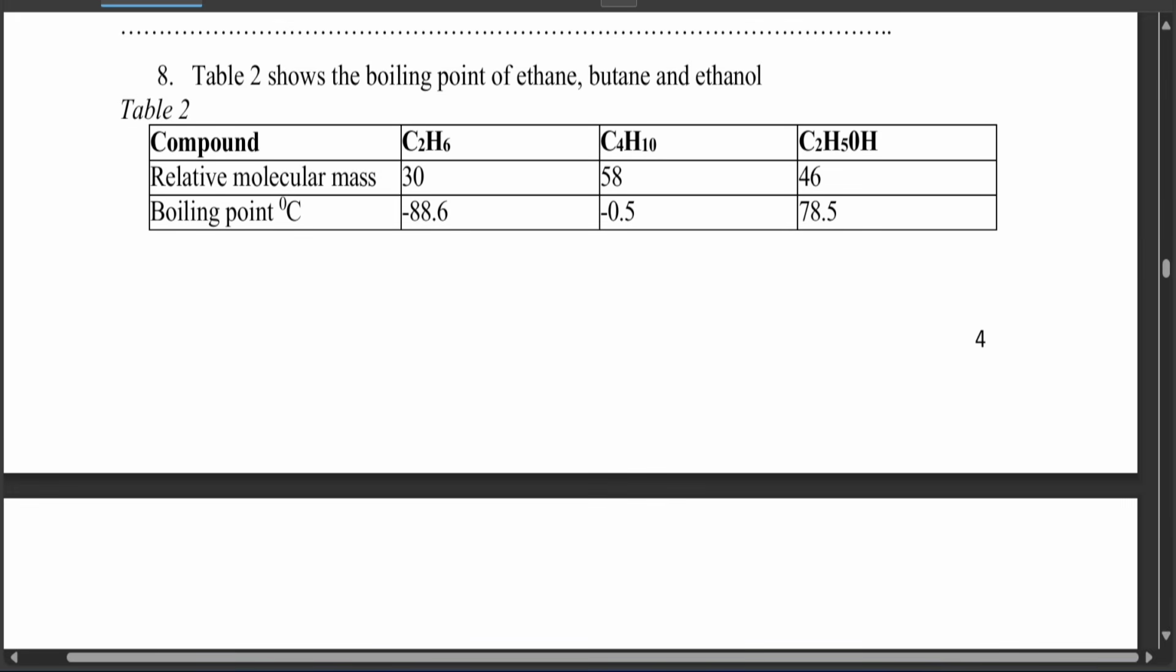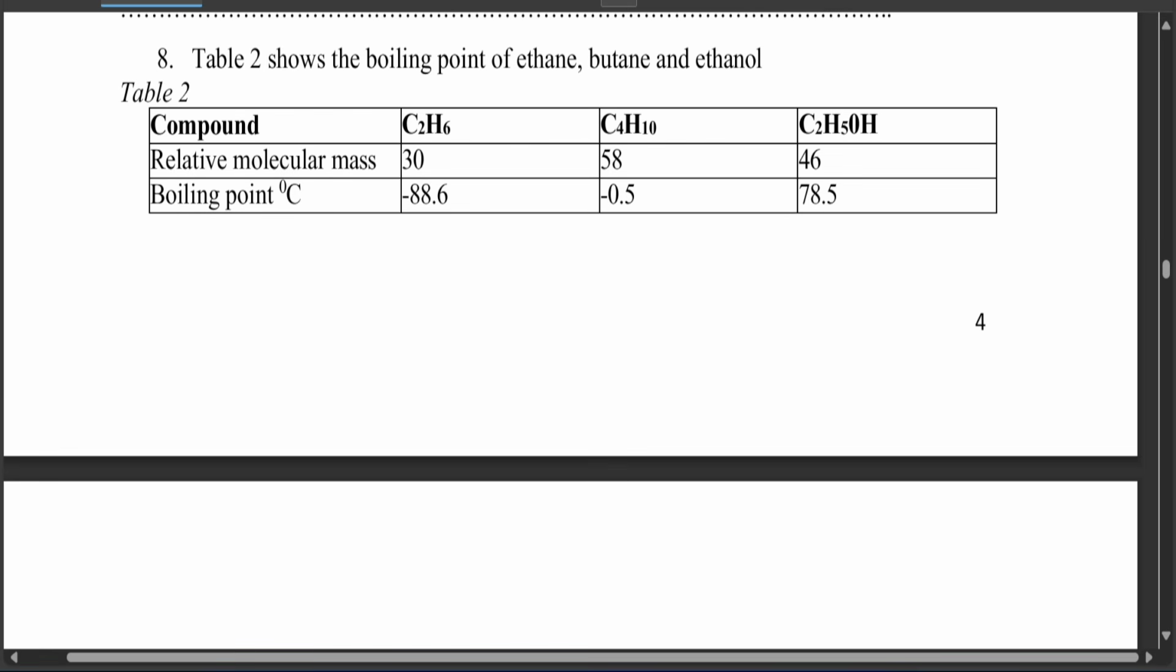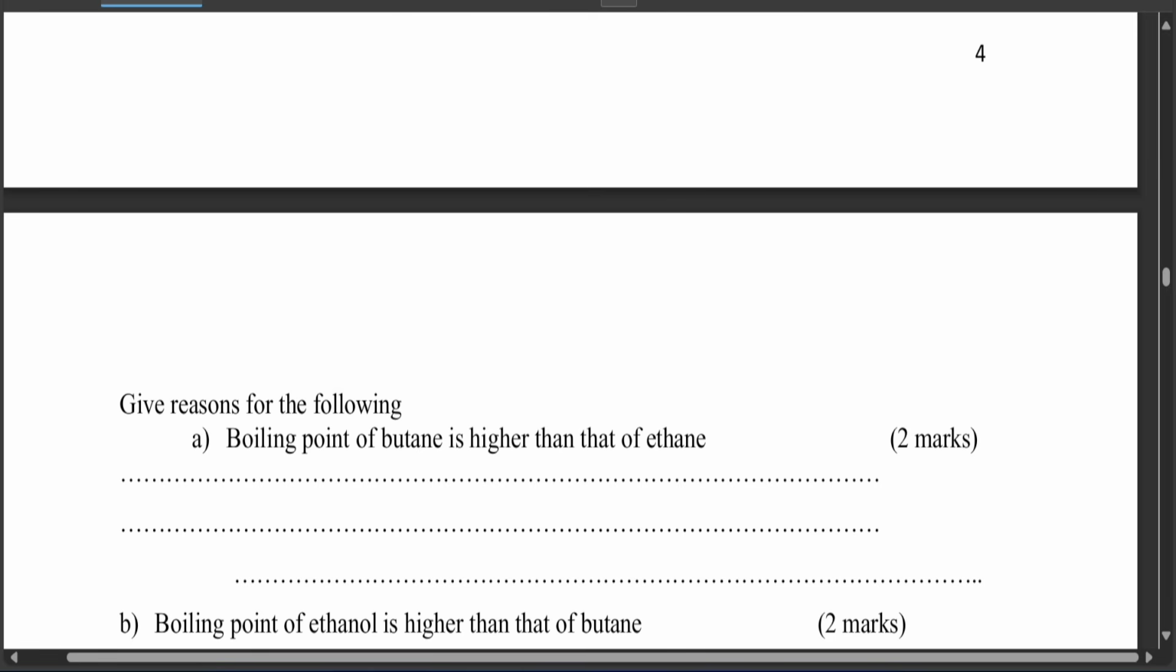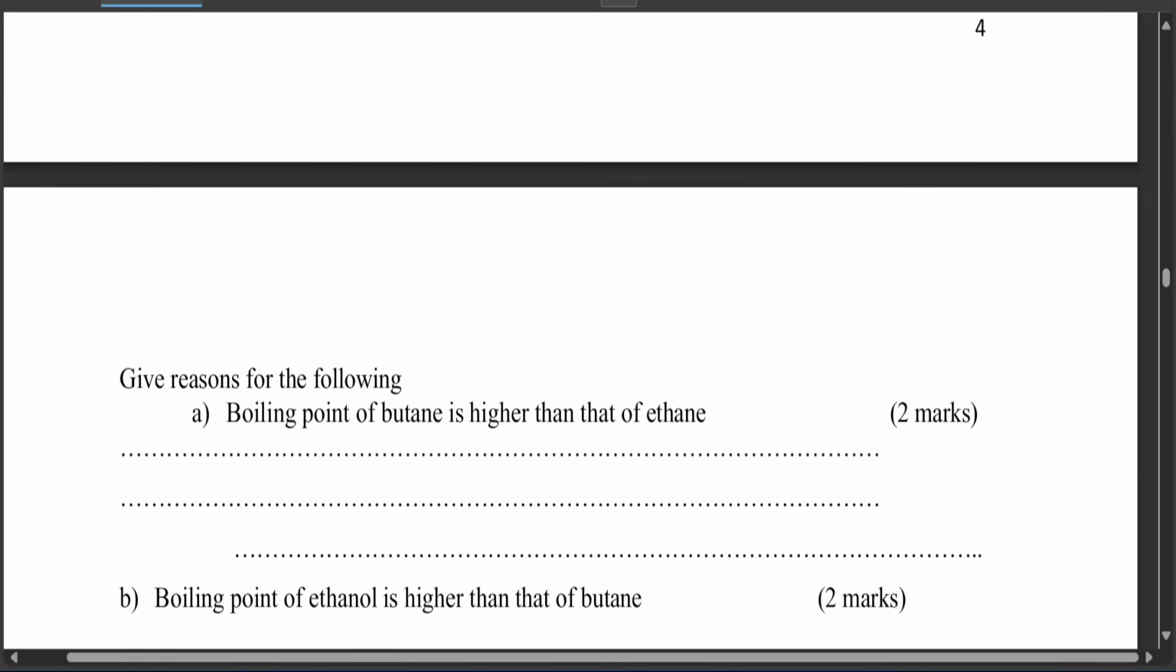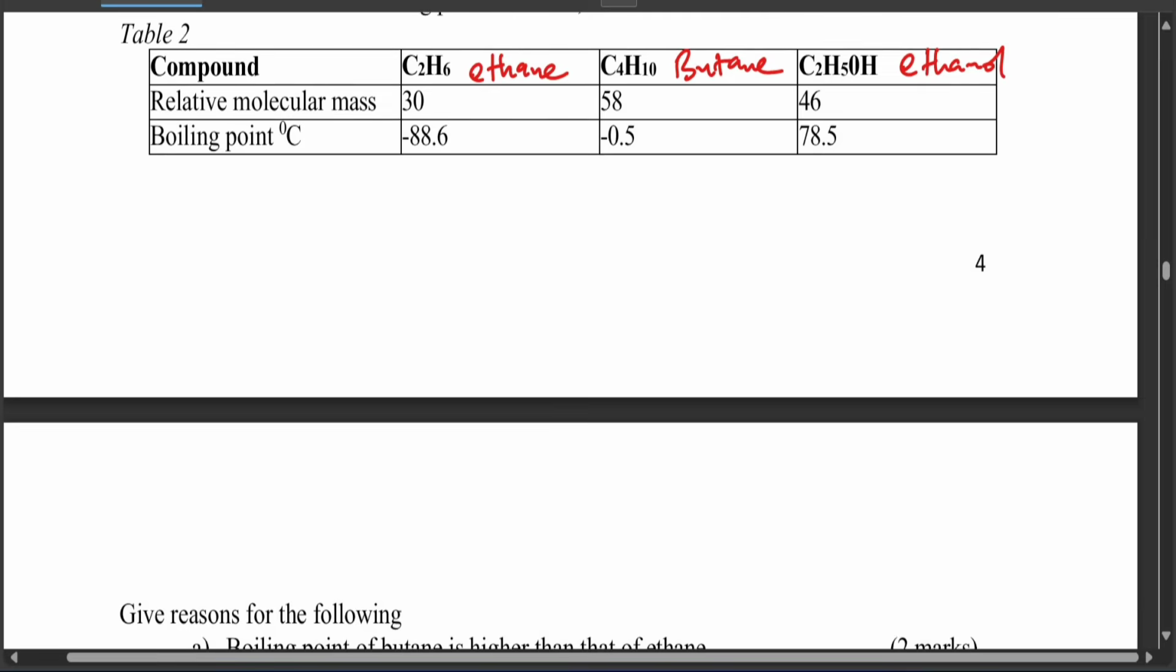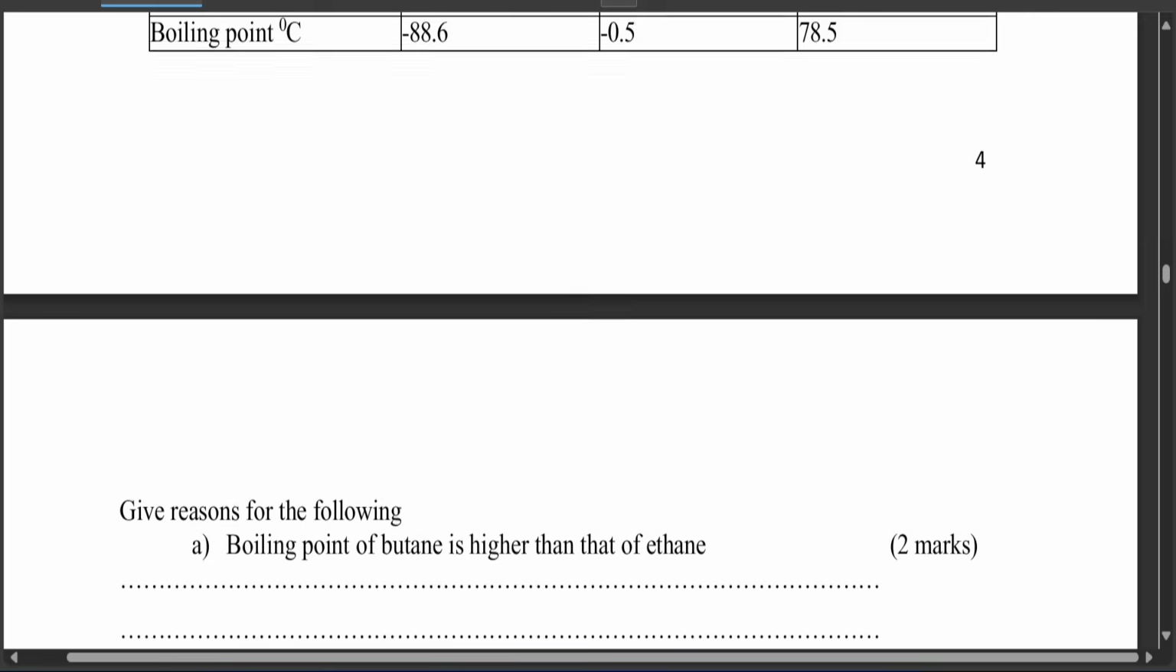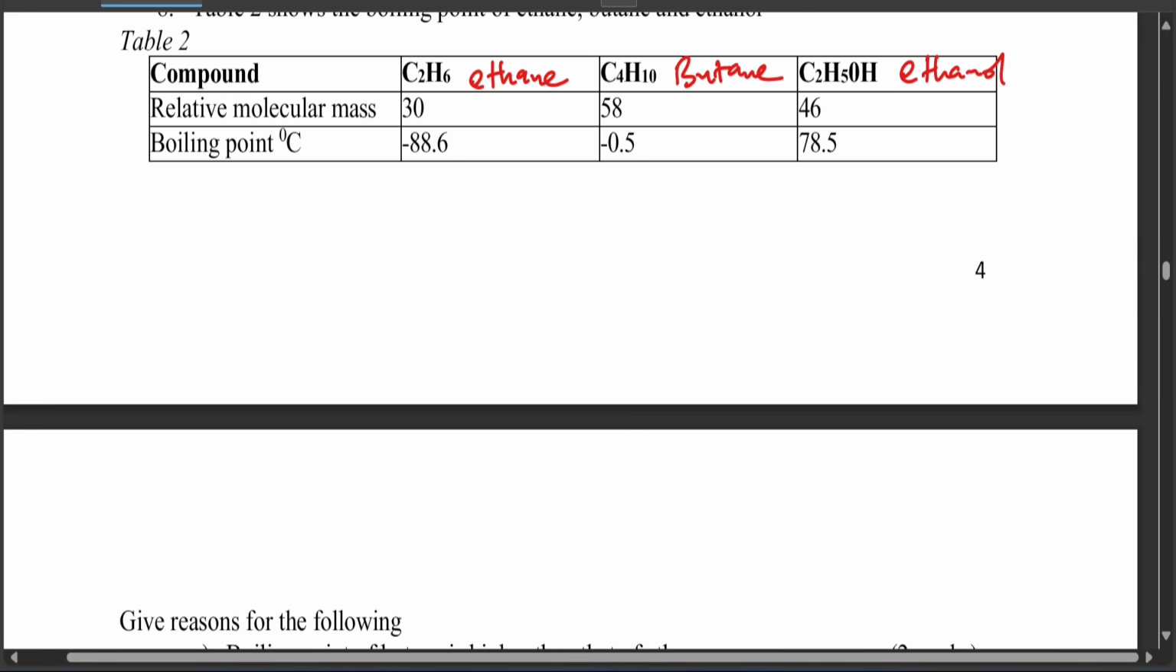Now we have again organic chemistry. Question 8. Table 2 shows the boiling point of ethane, butane, and ethanol. So this is ethane, this is butane, and this is ethanol. Okay, now let's continue. Giving reasons for the following. Question A. The boiling point of butane is higher than that of ethane.